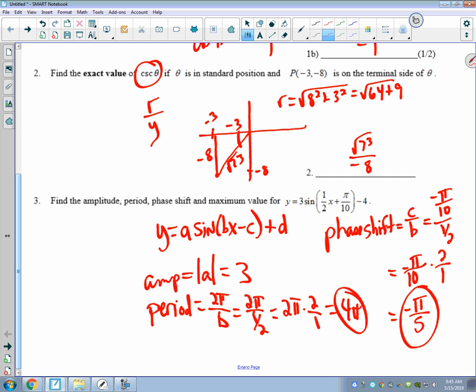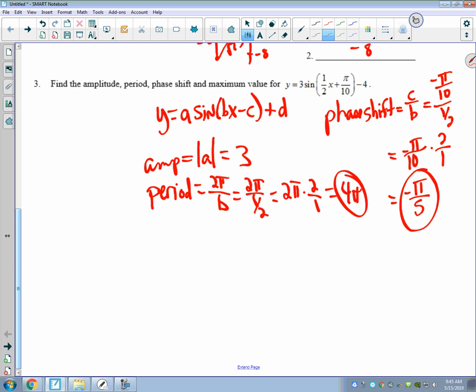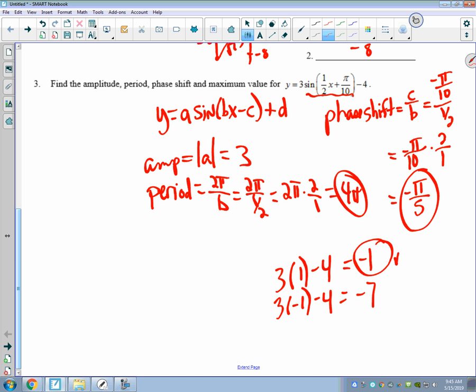And then the vertical shift is negative 4, but they don't ask for that. They ask for the maximum. And remember to find the max or the min, the biggest sine ever is 1, and the smallest it is negative 1. So if you replace the sine part with 1, and then with negative 1, the biggest number is your max, and the smallest number is your min. So on this one, since the bigger number is -1, then that would be my max value. -7 would be my min value. And so you just need to look over those formulas to make sure that you can do them for the test.